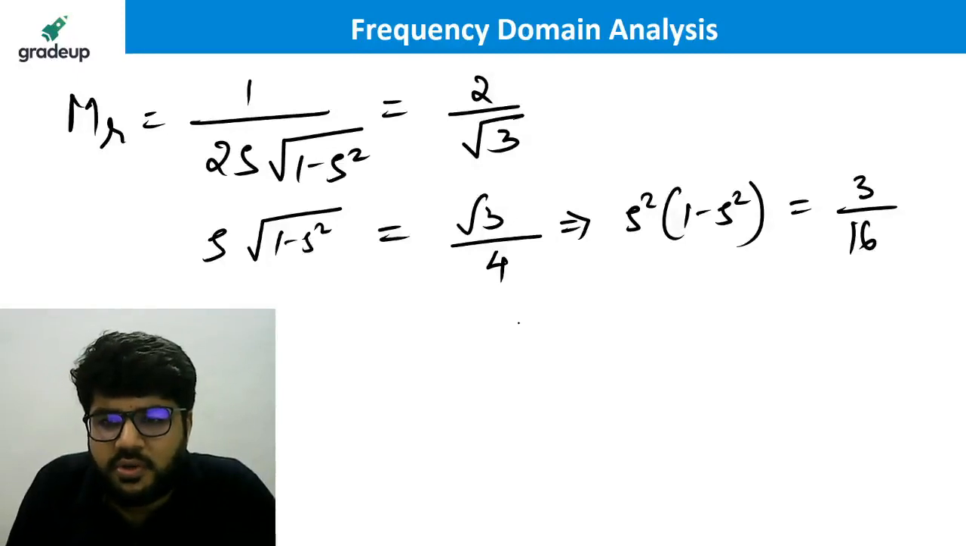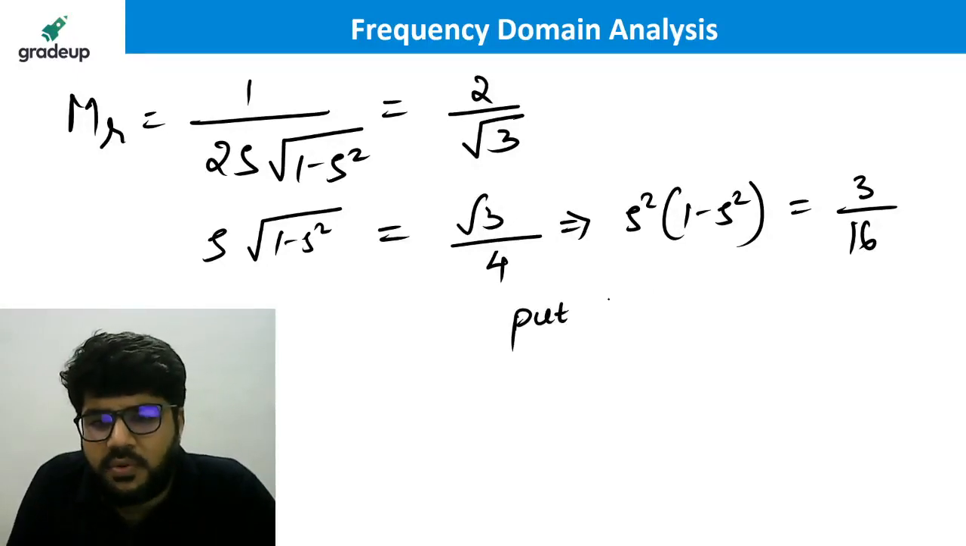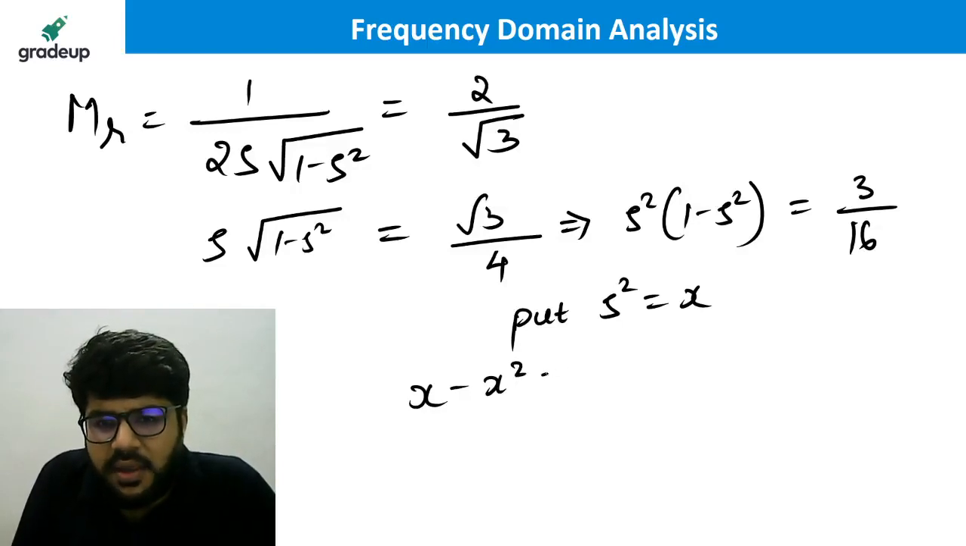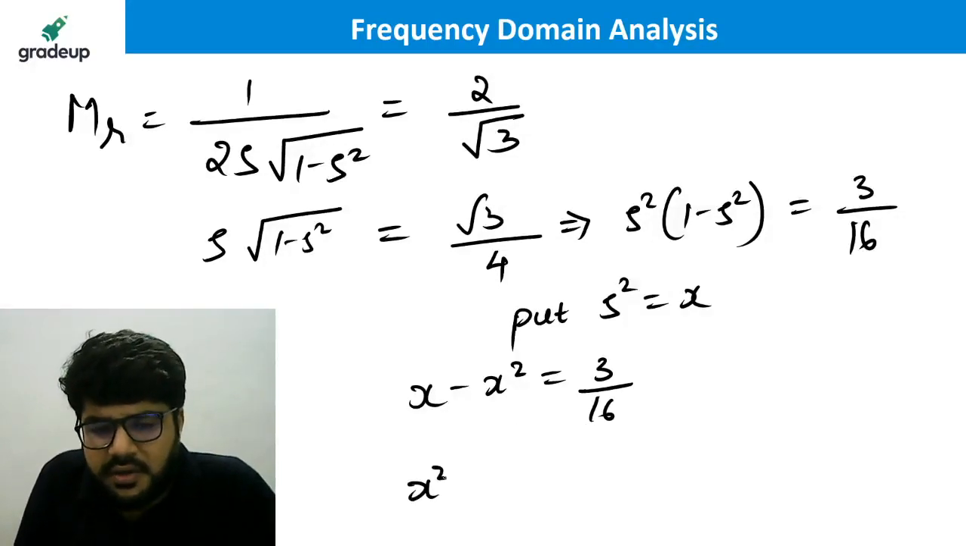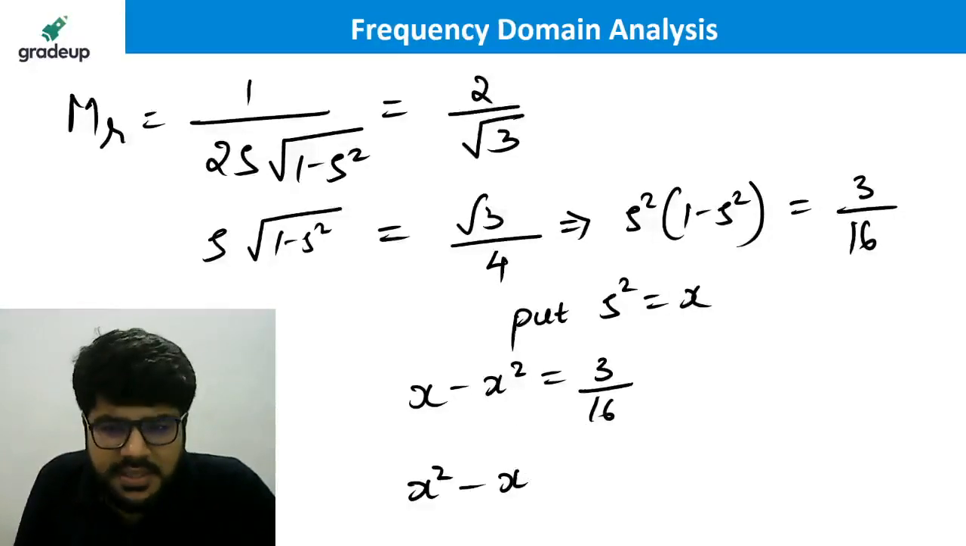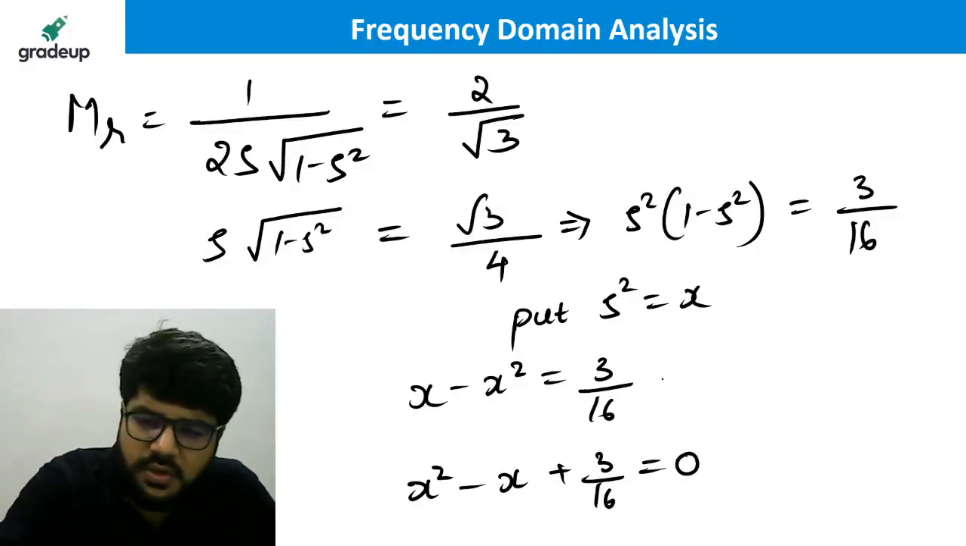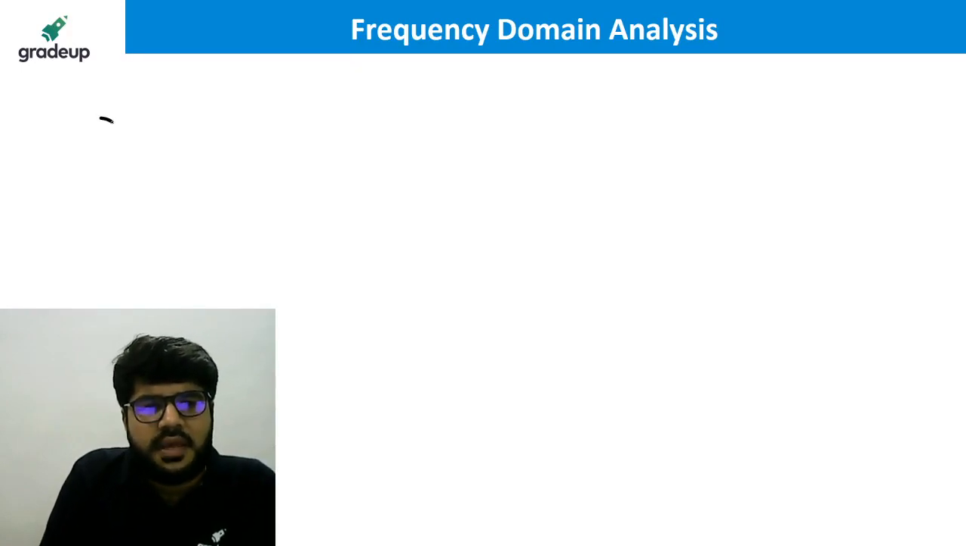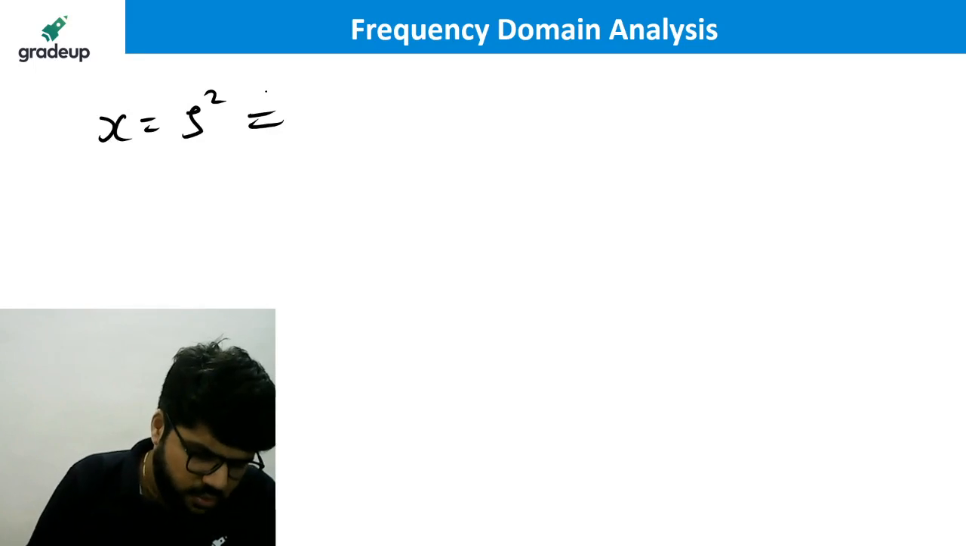To solve it, put zeta square equal to x. So you get x minus x square is 3 by 16. Rearranging, x square minus x plus 3 by 16 equal to 0. Solving that, you will get two values of x, where x is equal to zeta square. What are the roots coming from the quadratic equation, guys? Let me write down the roots for you directly right now.